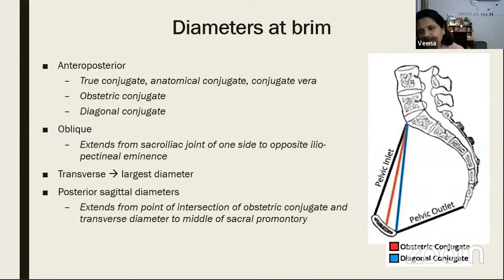This is important, especially in the mid pelvis, more than the brim. It's more important in the mid pelvis. This is typically very less in case of android pelvis. That's where it becomes important for us. Because of a flat sacrum, the sacral curvature is very poor over there. We'll have a very compromised posterior sagittal diameter, PSD. Okay, that's about the brim. Is it clear about the brim, the different diameters?